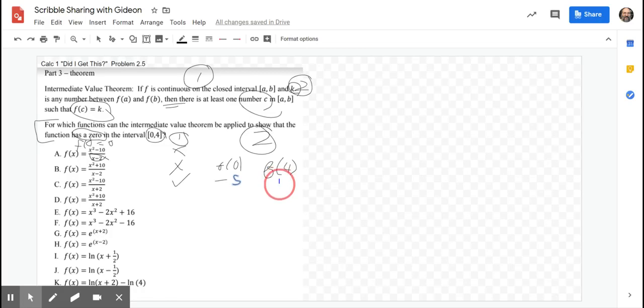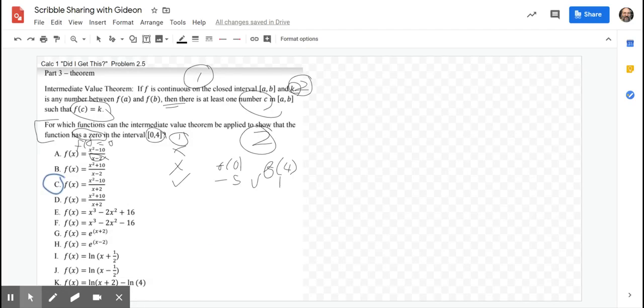Oh, 1. So it goes from -5 at f of 0, and there's a value of 1 at f of 4. So 0 is in between those values. We have from -5 to 1, and 0 is in between there. Yep, so that is good. So C does have some value that reaches 0 somewhere between 0 and 4.